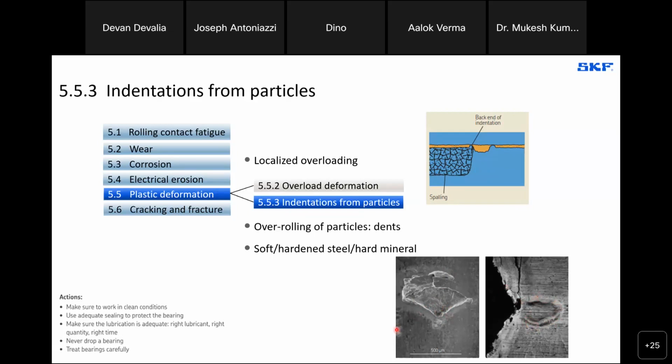Okay, so lubricant cleanliness, careful mounting, handling during mounting, making sure we limit the ingress of contamination into the bearing from start to finish is very important.